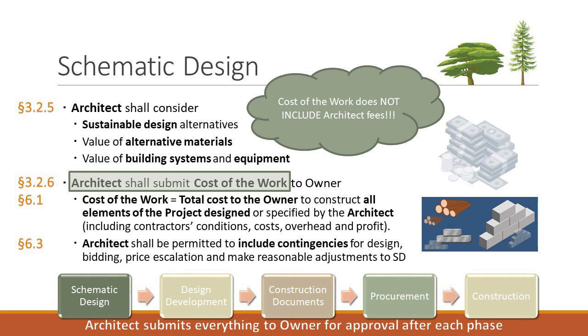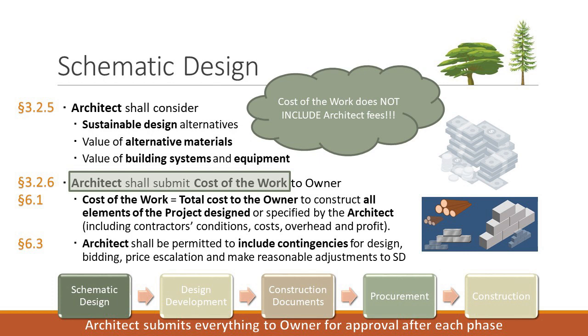So here, the cost of work shall be the total cost to the owner to construct all elements of the project designed or specified by the architect and shall include the contractor's general conditions, cost, overhead, and profit. As you can see, nowhere in there does it talk about payment to the architect. In fact, later in this provision it says the cost of work does not include compensation to the architect, cost of land, etc., etc. So when you're submitting your estimate under your obligation under 3.2.6 of the cost of the work, it's going to be as defined in 6.1 and then in 6.3.